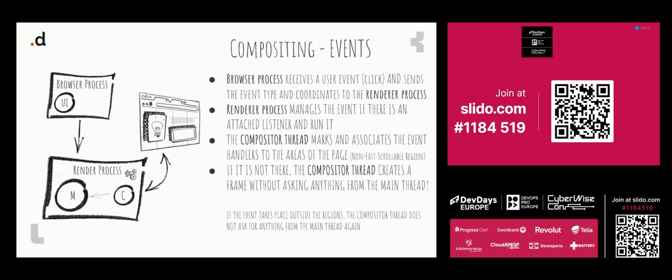Okay, but it's important to know that the compositor thread makes and associates handlers to some areas of our page called non-fast scrollable regions. If an event occurs outside these regions, the compositor thread can create a frame without asking anything from the main thread. Okay, so it can skip this kind of request, and it is a very good improvement.